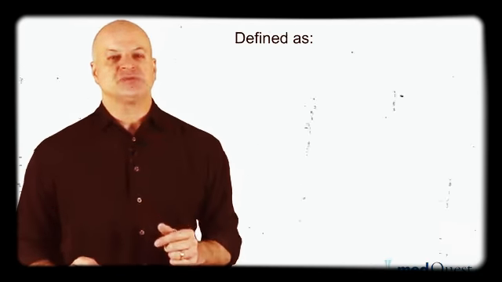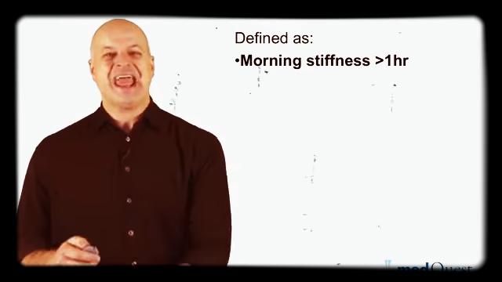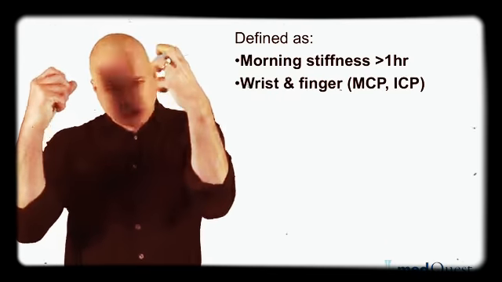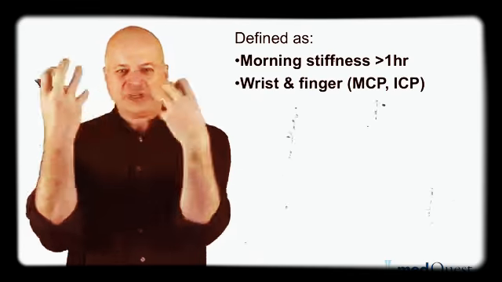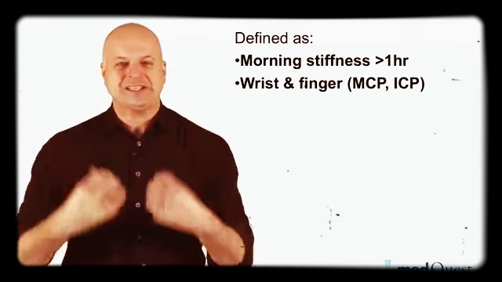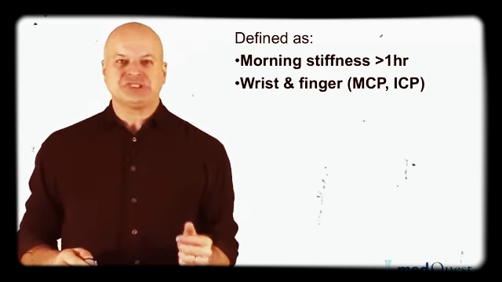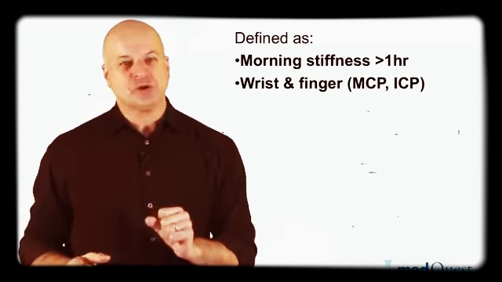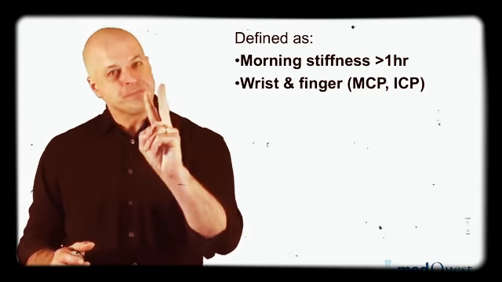Multiple small joints. It has to go on for a while because it takes about an hour for you to unstiffen, to unclench. It is more towards the small joints of the hands and the feet, as opposed to osteoarthritis, which is larger joints, hips and knees and ankles, larger joints like shoulders. Osteoarthritis: large joints, knees, ankles, hips, shoulders.